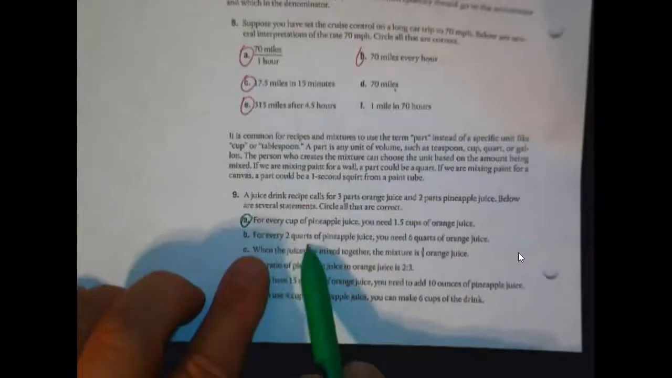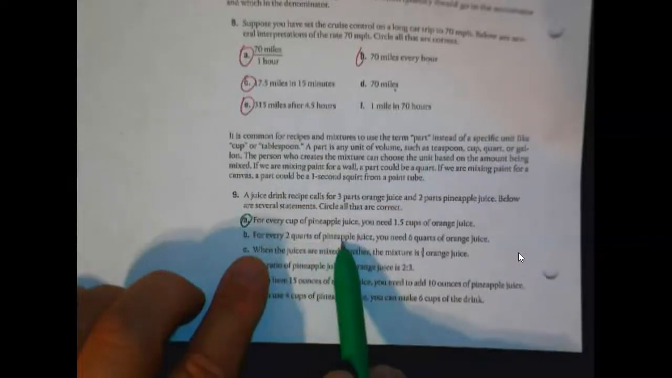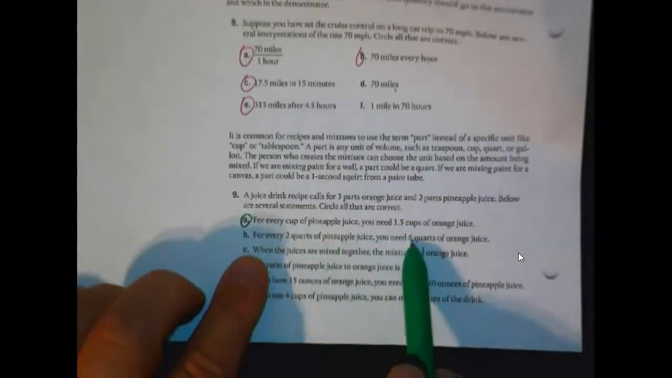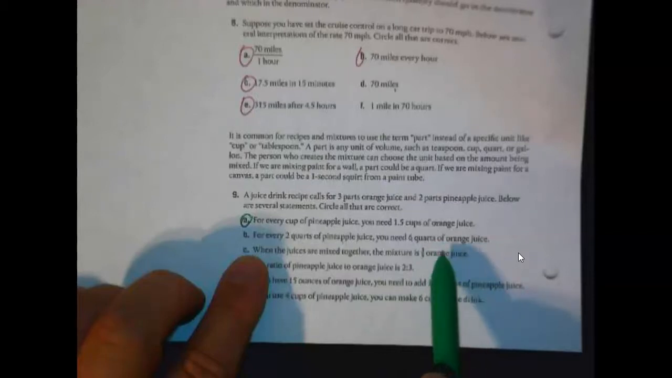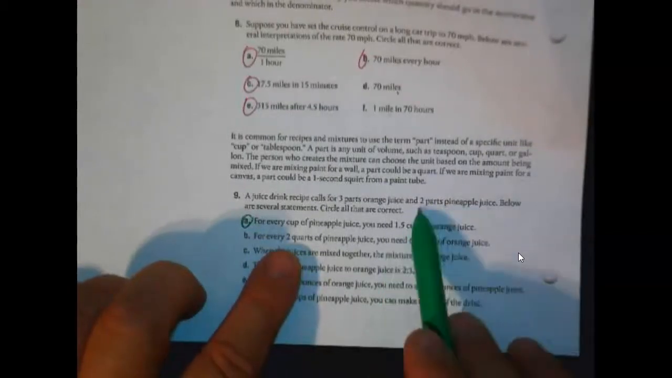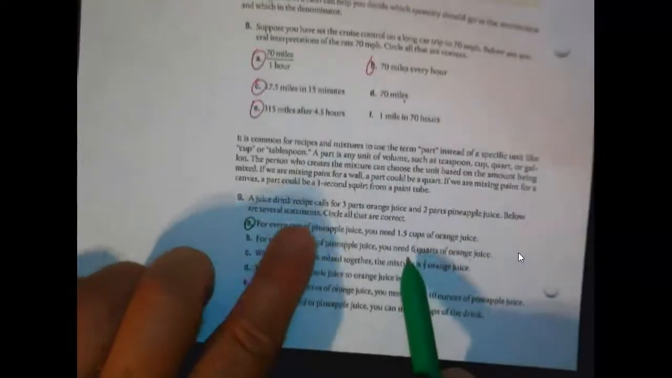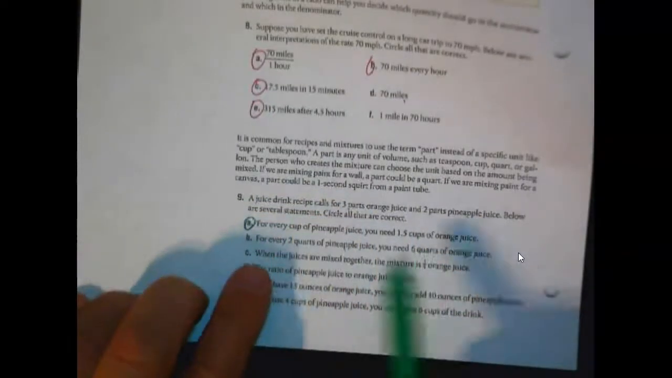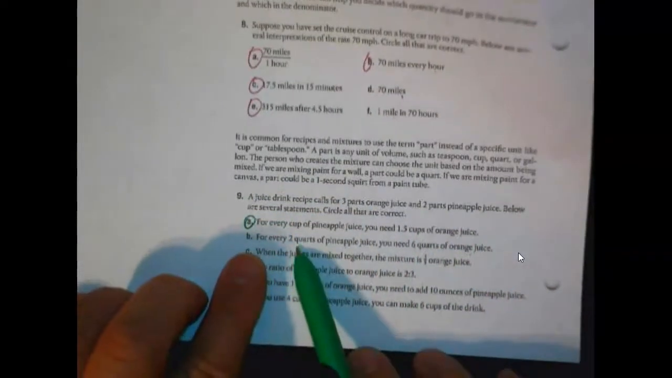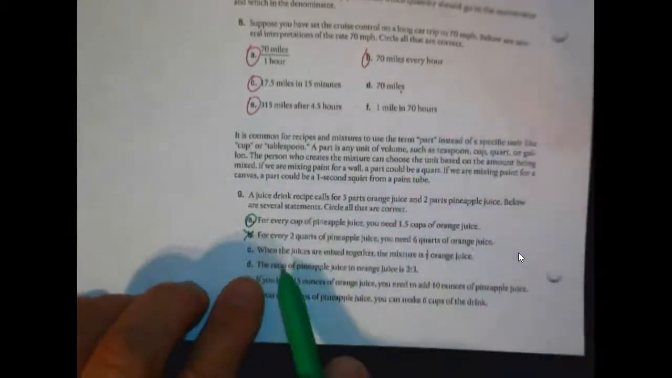For every 2 quarts of pineapple juice, you need 6 quarts of orange juice. Well, I can tell right away these 2 match. 6 and 3 don't match. So that's incorrect. I'm just going to put it next to it.